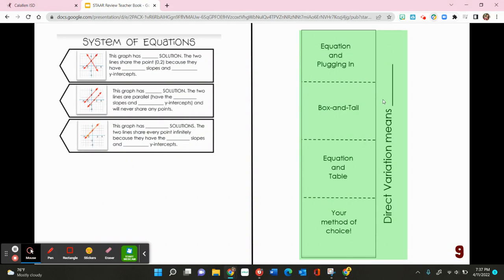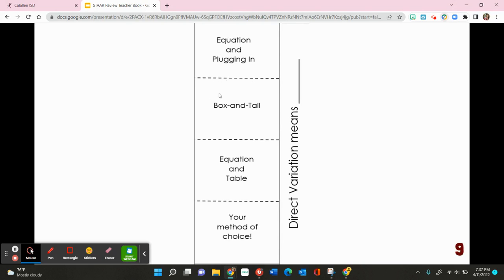In this video, we're going to be looking at our direct variations foldable, which should be glued onto page 9. So, first off, what does direct variation mean? Well, direct variation means y equals kx. So, what goes here is y equals k times x. And I'm going to put it like this just so I don't write sideways.